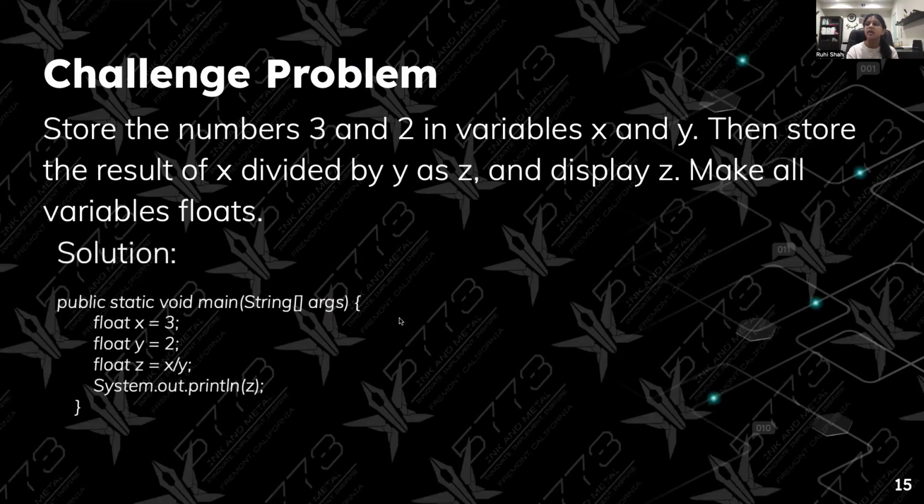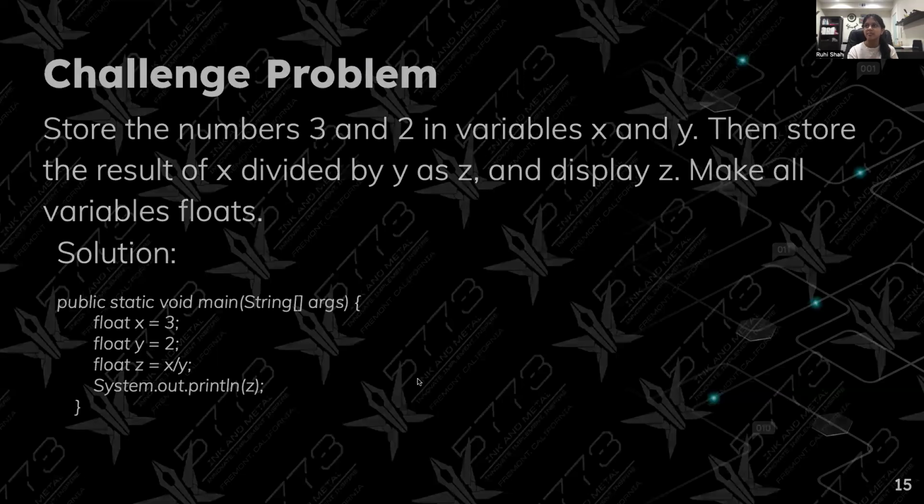All right, perfect. So the solution to this is that first you create a float variable called x, assign it to 3, float variable called y, assign it to 2, and then just do division as normal. So say that float z equals x divided by y, and this will store 3 divided by 2 into z, which is 1.5. So if you run this code, it should print out 1.5.